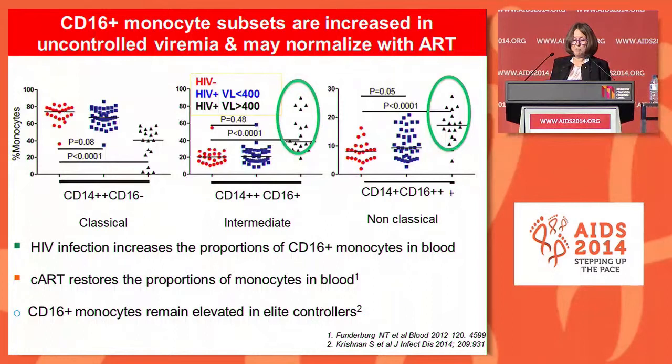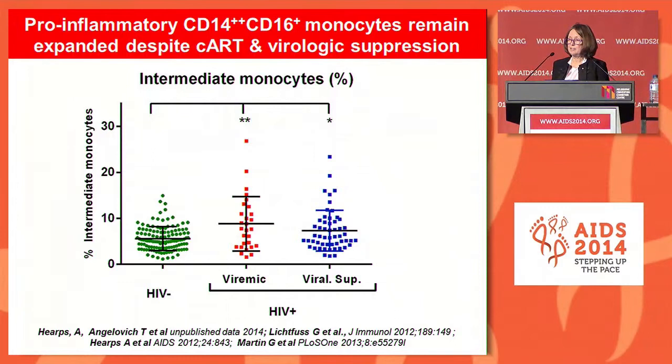So these CD16 positive monocyte subsets are increased in patients with uncontrolled viremia and may normalise with ART. This study here from the Mike Lederman lab shows that in orange, cART restores the proportions of monocytes in blood. However, patient populations differ. And for example, CD16 positive monocytes remain elevated in elite controllers. We also find from data from our lab that pro-inflammatory CD16 positive monocytes can remain expanded despite ART and virologic suppression.